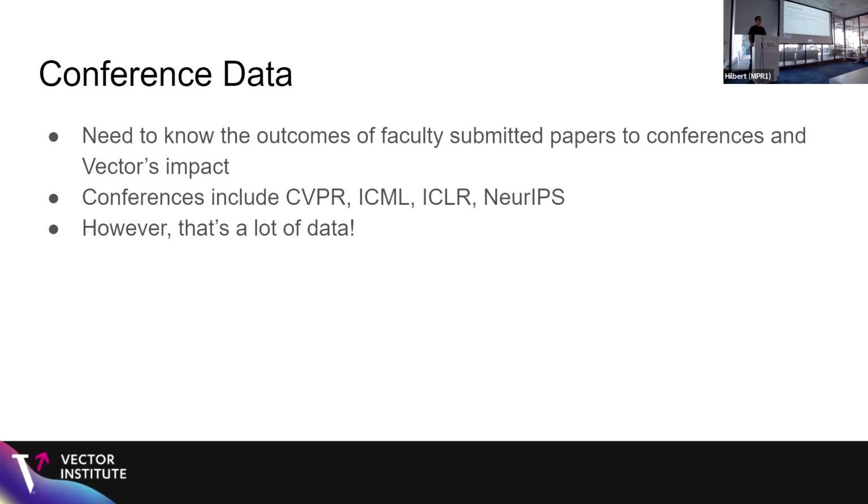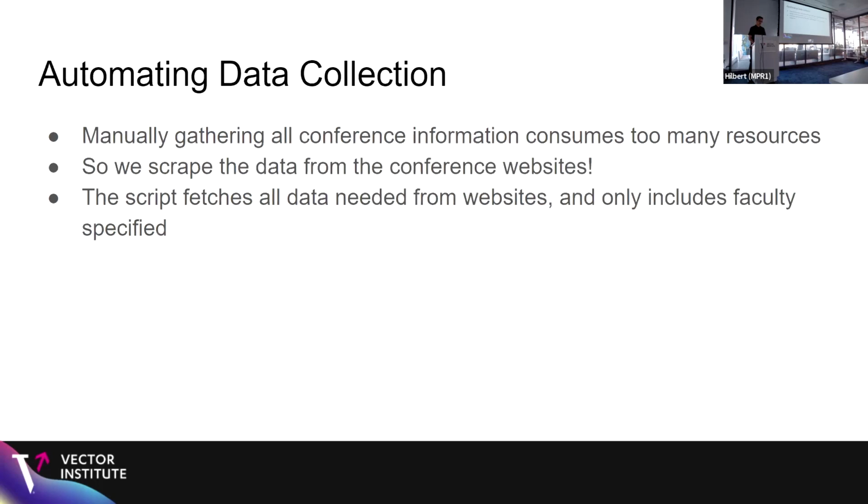So we want to automate this process, and the way we do this is by scraping these websites for conference data. Because all this information is publicly available, we can just go to these websites, collect the data we need, and then selectively filter out the researchers that we're looking for.